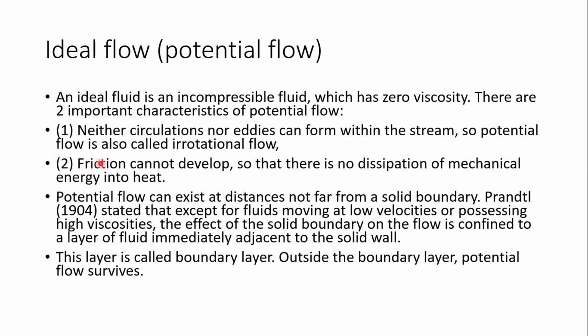So there are two important characteristics for potential flow or for ideal flow. So there are no circulations or eddies that can form within the stream. So we can also call it irrotational flow. Is that okay? The formation of eddies and all those things has a lot to do with the viscosity as well. So if viscosity is zero, eddies won't be formed. And if eddies are not formed, then we don't have that kind of rotational flow that was coming from the eddies. So we can also call ideal flow or potential flow irrotational flow. It means there's not going to be any rotation with the molecules of our fluid, right?